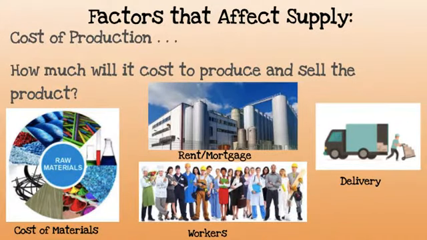There are some factors that will affect the supply and the decisions that a supplier makes. First, they have to look at the cost of production. How much is it going to cost them to produce and sell the product? They need to take a look at the raw materials that they even have available to them, and then they have to determine, okay, how much does it cost to purchase those materials that we have available? Do I need to purchase additional materials from somewhere else and have them shipped here? That's all going to cost money.